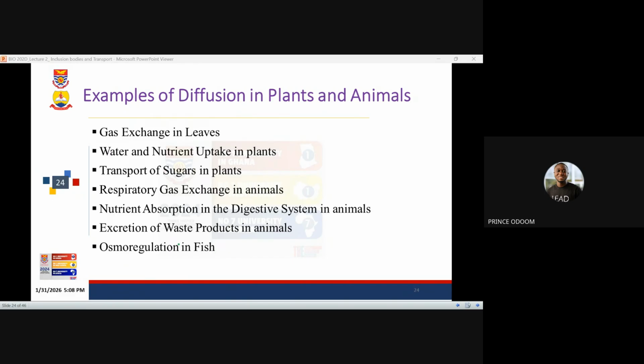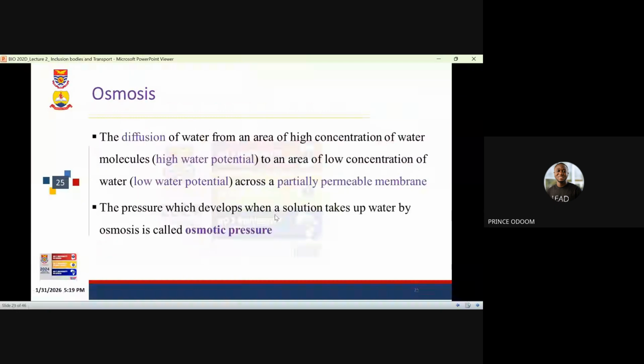So these are some examples of diffusion that takes place in plants and animals. There are a lot of examples, but these are the ones that I've outlined. You can actually read and get more. Then osmosis. Let us come to osmosis.